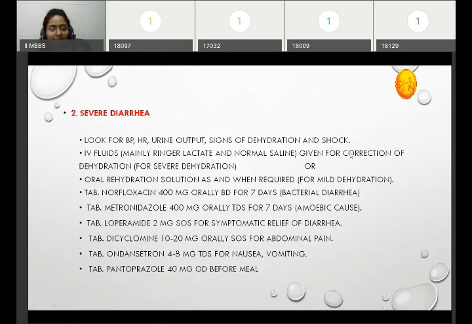Then other anti-motility drugs that you have to add here are loperamide, okay, or diphenoxylate, anyone you can add. Then dicyclomine is added for spasms, abdominal cramps that come in the diarrhea. Then ondansetron is again acting as an antiemetic and increases gastric emptying in cases where there is nausea and vomiting. And pantoprazole is taken before meal as a proton pump inhibitor. So this is the treatment of severe diarrhea.